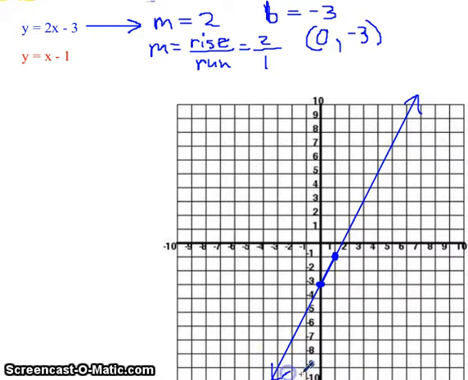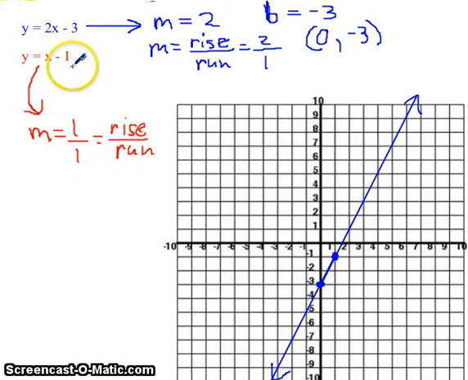Now, of course, we need to graph the other line. Same thing for this one, right? Our slope is the number in front of the x. That's a 1. So the rise is 1, the run is 1. Again, it's rise over run. The y-intercept, as you can see, is again a negative value. It's a -1. So the y-intercept value will be at (0, -1). I plot that point first. (0, -1) on your y-axis would be that red point right there.